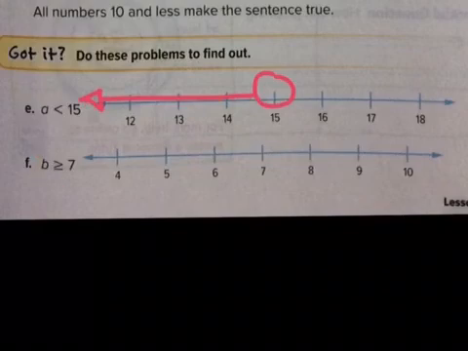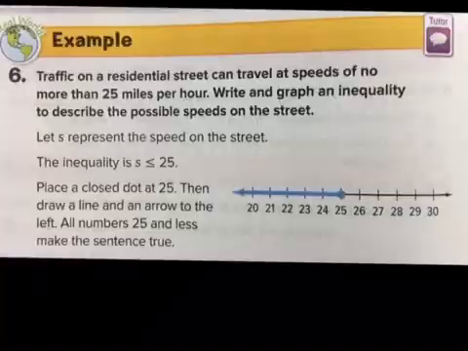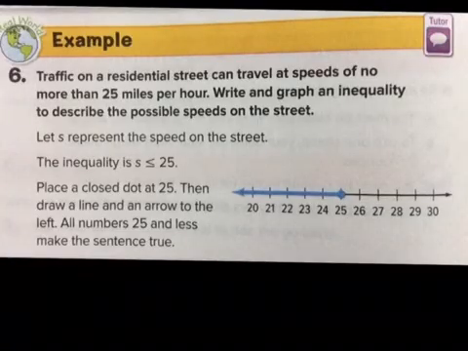b is greater than or equal to 7. So I find my 7, right? And they're saying that b is greater than it, and it's also equal to it. You can see right there the equal sign, the little line. So we can color it in as well. All right? Let's see example 6.